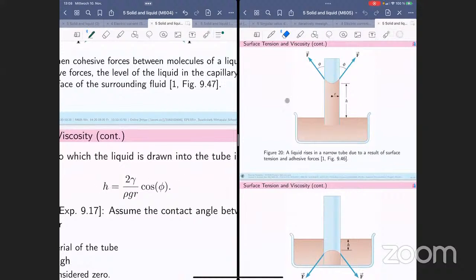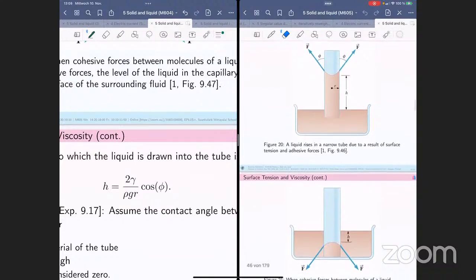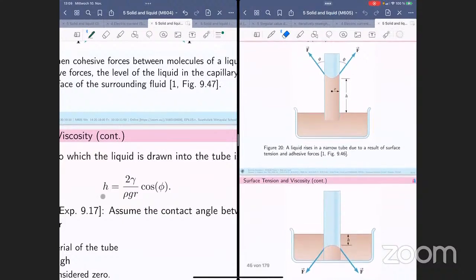Whether it's the water case or the mercury case, we would have the same formula. H is proportional to gamma, where gamma is the surface tension. You need to know what type of liquid it is. And rho is the density, in kilogram per cubic meter, meter to the power of 3. That's the first quantity that you may have heard before, the density.